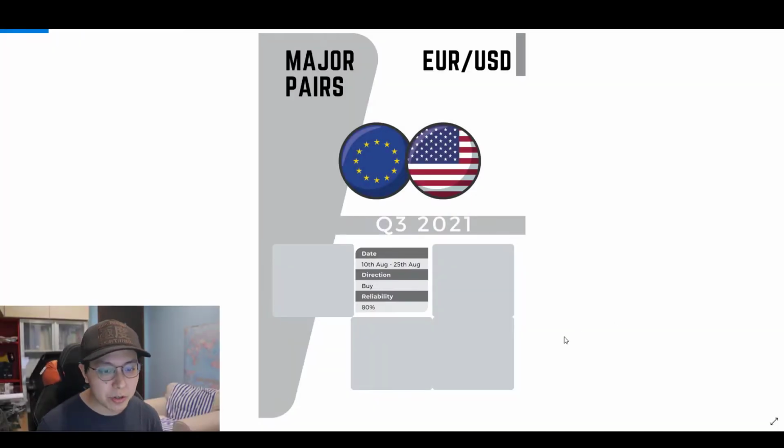What you see on this screen is what we call a seasonal chart, and it's the pair EUR/USD. Between the 10th of August and the 25th of August, based on the past 10 years, there is a seasonal trend in the buy direction. In other words, during this period for the past 10 years, EUR/USD has had a higher probability of rallying.